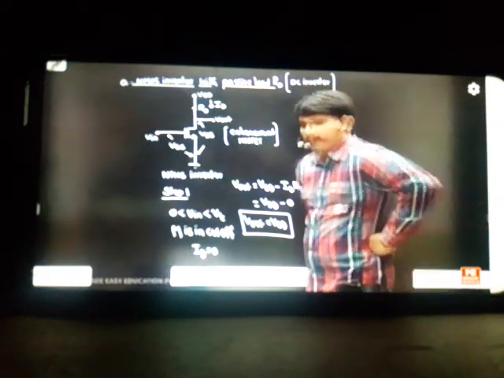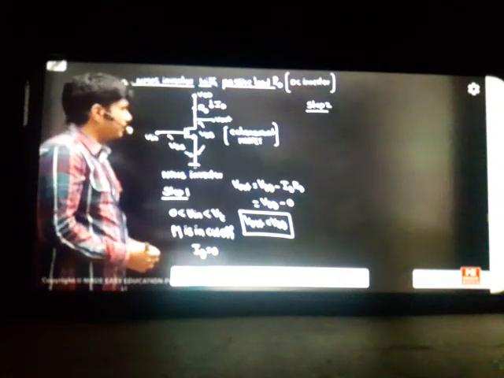So 0 to VT, M will be in cutoff. MOSFET cannot be on because the channel is not created. Channel will be created only when the input is greater than VT.